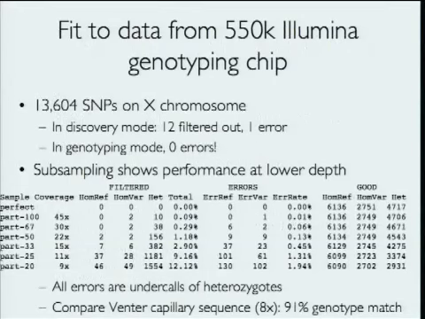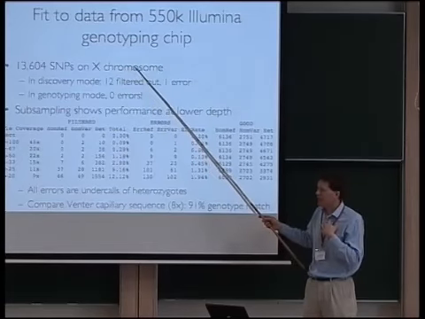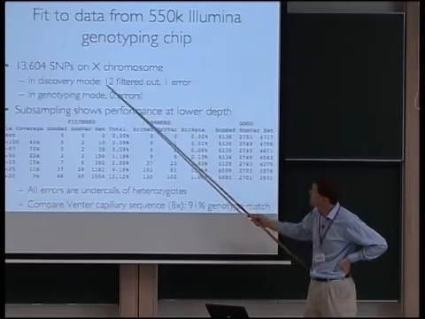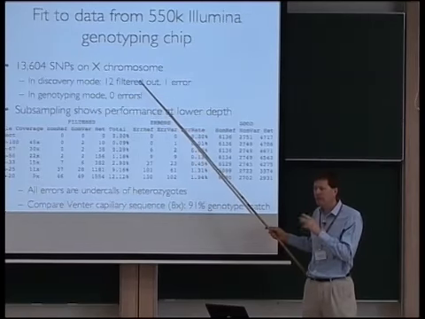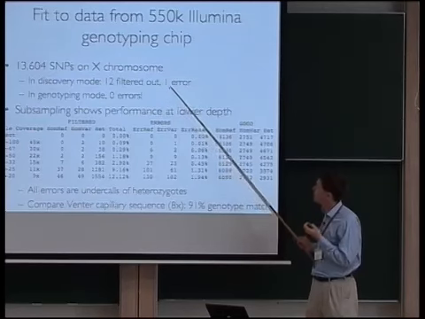So how accurate are we? There's another way of looking at variation at known positions. You can query positions which are known to be variable and ask what the genotype is. And so there's a chip, 550,000 SNPs genome-wide, 13,600 of those on the X chromosome. If we get that data and compare with our calls at those positions, 12 of them we filtered out because we weren't able to call them, and we only made a single error.